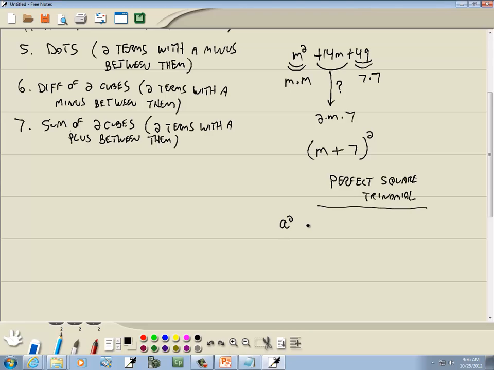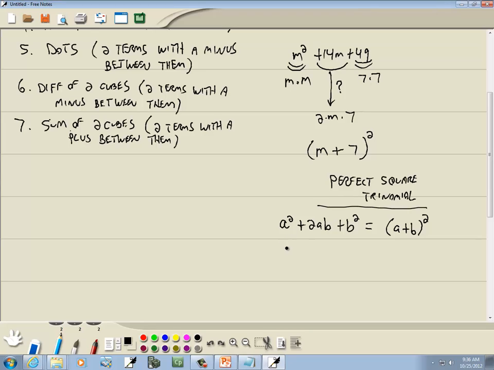I guess I'll use a's as good as anything. So you got a squared, and over here we have b squared, and then here we'll have plus 2ab. Well, if you got it in that form, you can rewrite this as (a plus b) squared. Well, what this says is that a and b can be anything. They don't have to be single variables. And like in this case, b would have been 7.